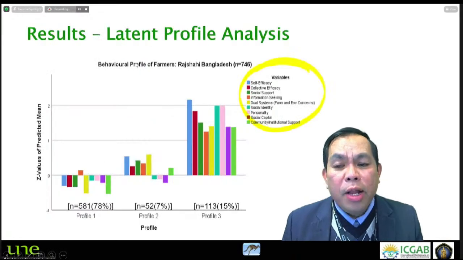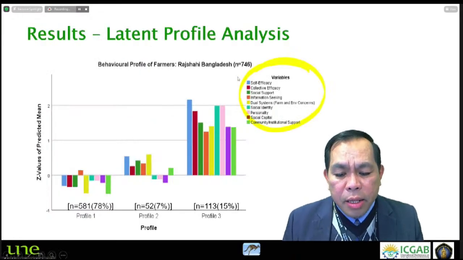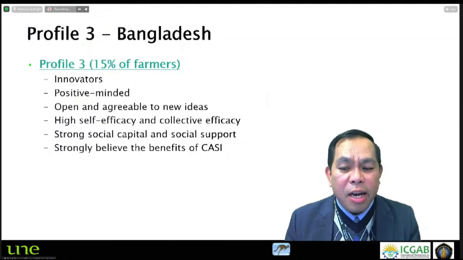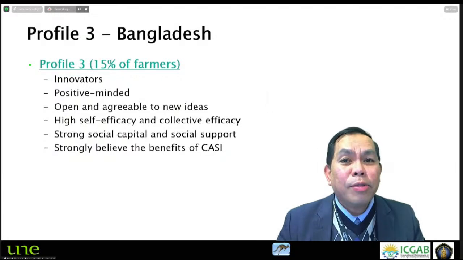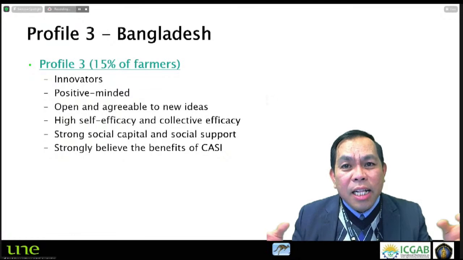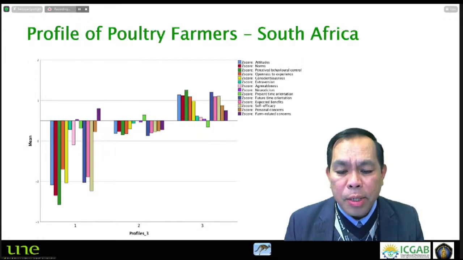And of course, Profile 3, those are the innovators, positive-minded. They are positive in everything. They have strong social support. So as we can see, we are able to disentangle and classify farmers accordingly.